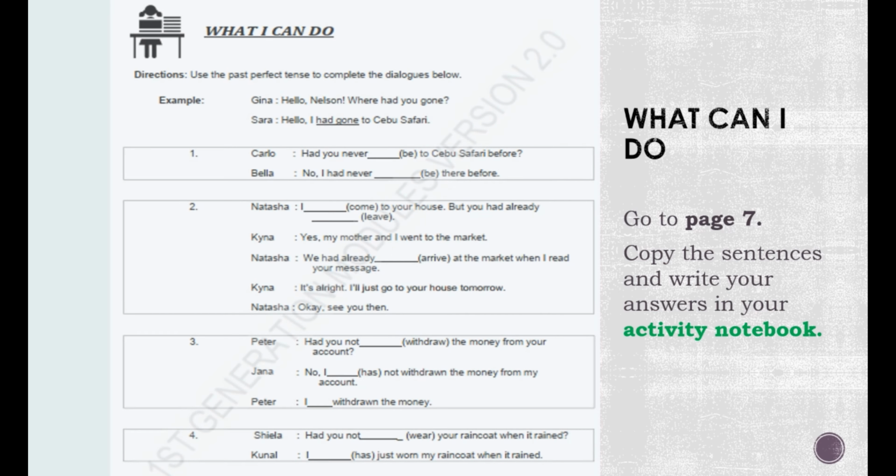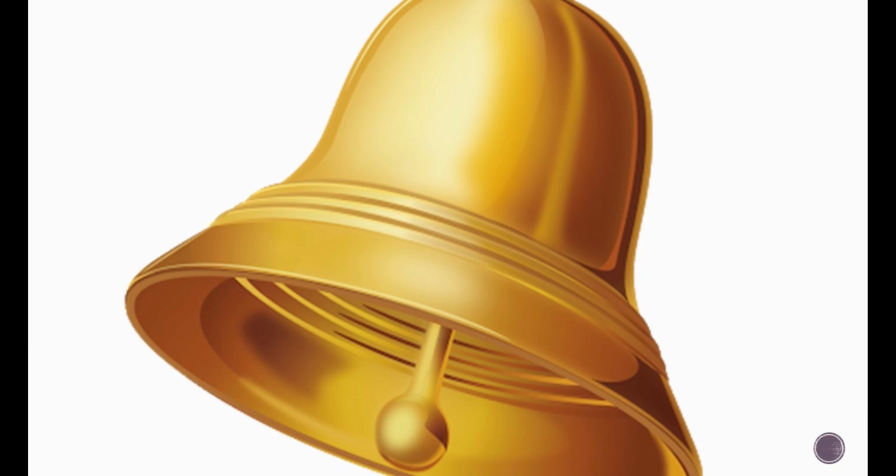Now go to page 7 of your module. Copy the sentences and write your answers in your activity notebook. Use the past perfect tense to complete the dialogue below. Example: Gina: Hello, Sarah. Where had you gone? Sarah: Hello. I had gone to Cebu Safari. Will you be able to complete the dialogue below? Let's do it.